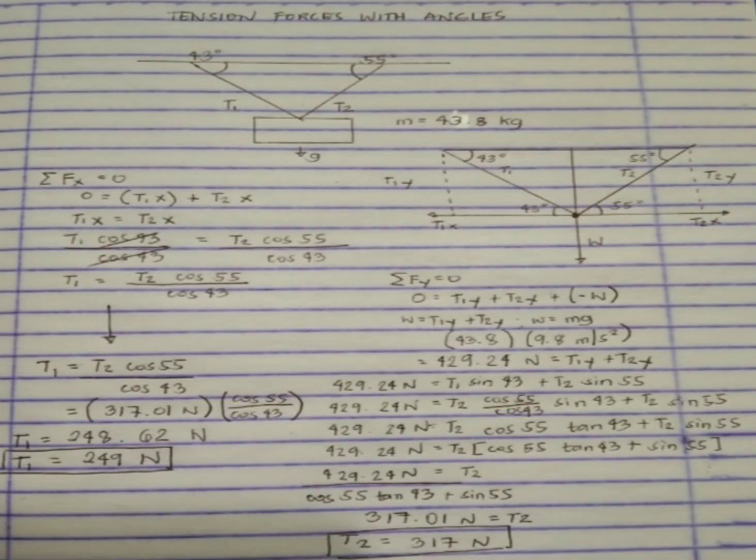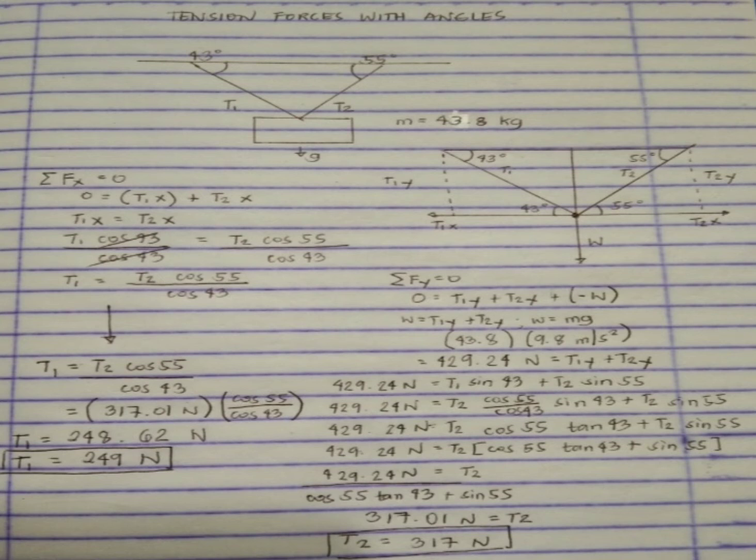Tension forces with angles. So I have here an example, a hanging object. On the left side, it is indicated with tension 1 with a 43 degree angle, and on the right side is tension 2 with a 55 degree angle. The object is pulled down due to gravity with a mass of 43.8 kilograms.